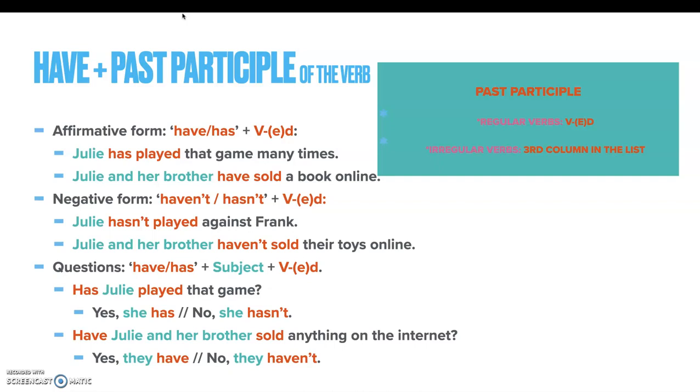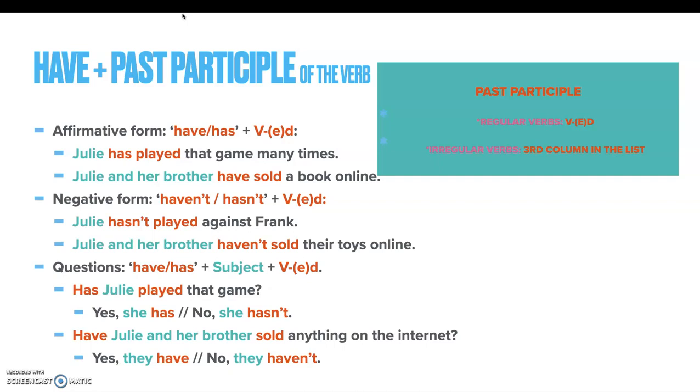The affirmative is formed with have or has and the past participle. For example, Julie has played that game many times. Julie is a third person singular, so we use has plus played. Julie and her brother have sold a book online. Julie and her brother is a third person plural, so we use have. For the negative, we use the negative form of have, haven't or hasn't. Julie hasn't played against Frank. Julie and her brother haven't sold their toys online.